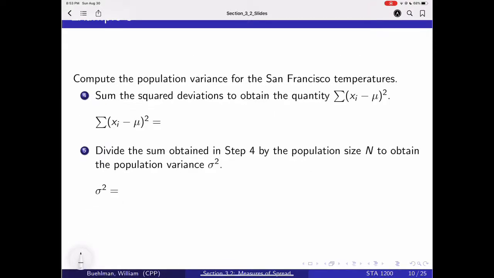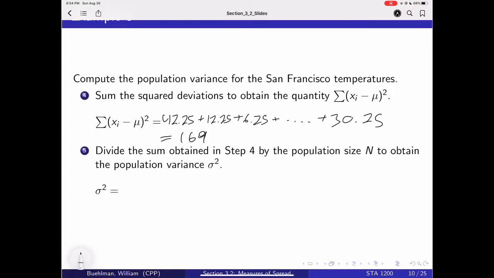Now we're going to sum them all together. So we have 42.25, which was the first one, plus 12.25, which was the second one, plus 6.25, which was the third one, and we're going to keep doing that, so I'm just going to put dot, dot, dot, all the way to the last one, which was 30.25, and if we add all of those up together, we get 169.